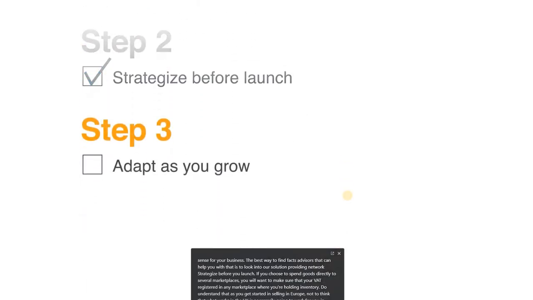Adapt as you grow. The common expansion path for many sellers is to choose one marketplace where they're going to inbound their inventory first. Once you start there, you can use the European Fulfillment Network, which allows your inventory to be Prime and FBA. This also allows you to only register in one marketplace when you're first getting set up.